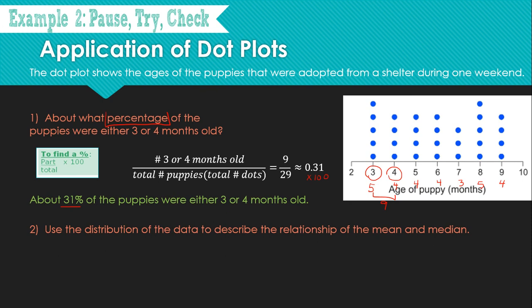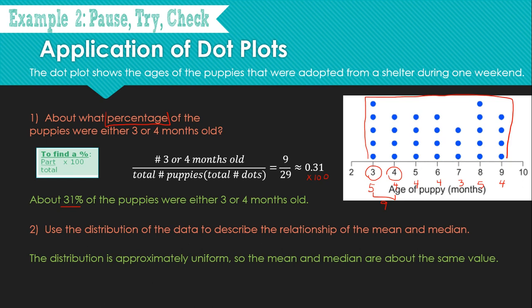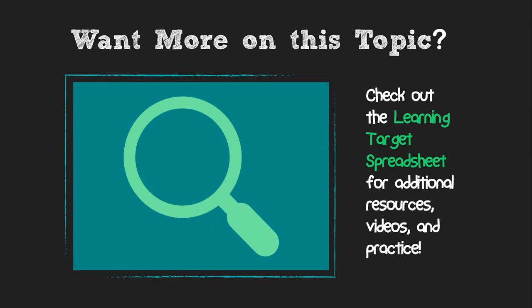Now we want to use the distribution of data to describe the relationship of the mean and the median. If I look at this dot plot, I notice that it's relatively uniform. It kind of makes that rectangle shape around the data. When that happens, my data is symmetric, which means that my mean and the median are going to be about the same value.